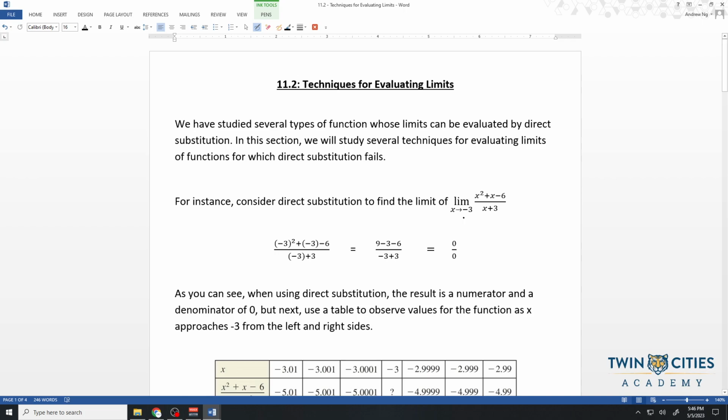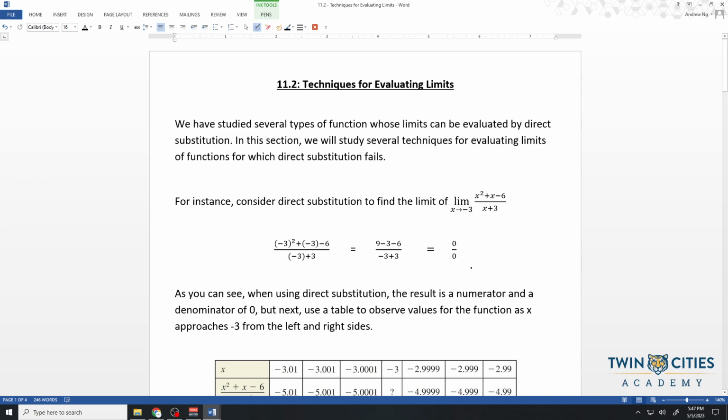The limit as x approaches -3 of (x squared plus x minus 6) all over (x plus 3). If I were to plug in -3, this would look like this: (-3 squared plus -3 minus 6) all over (-3 plus 3). Well, this is 9 minus 3 minus 6, which is going to be 0, over -3 plus 3, which is also 0. 0 over 0 doesn't really help us with anything. This is undefined. So we would venture to say that there's no limit. But that's not necessarily true.